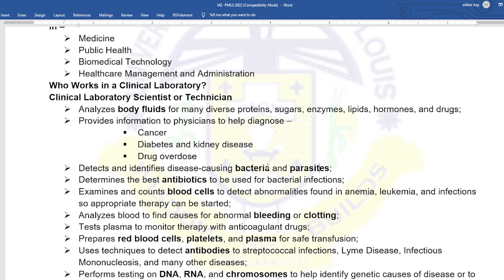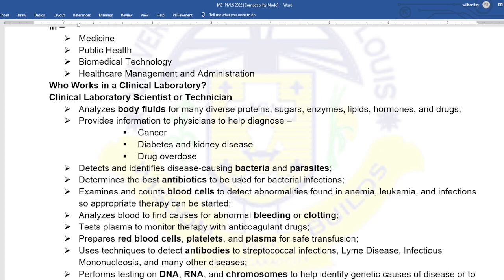Lalagay mo doon, staphylococcus ba? Or parasite pa? Ascaris ba yung nakita mo sa stool? So ilalagay mo yun sa test result. Determines the best antibiotics. Yes, guys. True. Okay? So, through antimicrobial susceptibility testing.